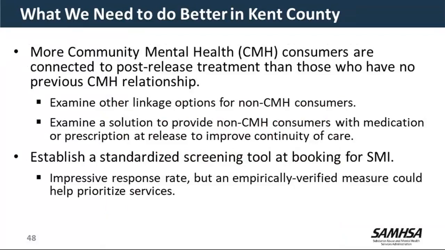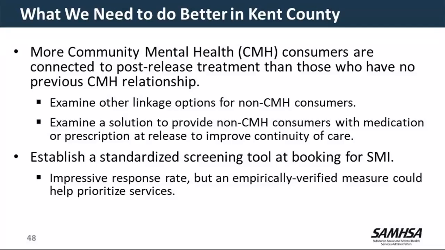We've got more community mental health consumers connected post-release to treatment than those who have no previous community mental health relationship. So if they're not eligible for our services, or they have a benefit through the Affordable Care Act, connection is not as good. So we need to examine other linkage options for non-CMH consumers. We also need to examine a solution to provide non-CMH consumers with medications or prescriptions at release to improve continuity of care.